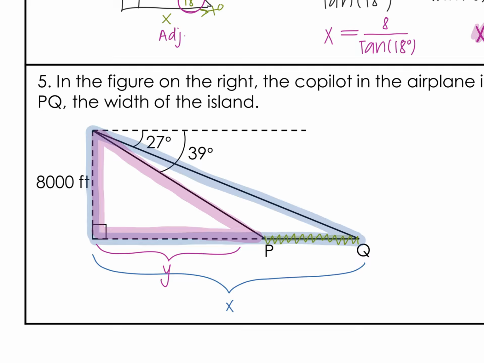So we'll start with our X. I'm going to notice up here that that 27 degrees is going to stop on the hypotenuse of the blue triangle I outlined. So that means that down here, this angle should be 27 degrees. And I'm marking that angle, my opposite, my hypotenuse, and my adjacent.